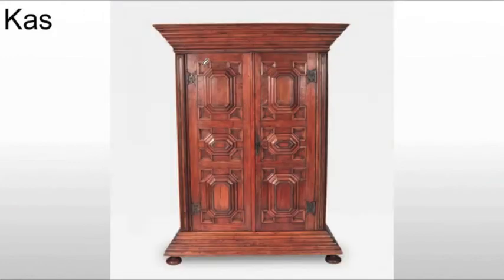We're going to see the kas. And this is a large armoire or wardrobe that is typically 2 doors with a large capital and base, typically with bun feet. And this is for clothing storage at this point. Remember, houses don't have closets yet, so you need some place to keep things, to keep clothes.